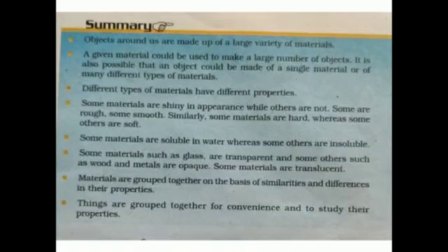It is also possible that an object could be made of a single material or of many different types of material. It means the object is one, but it could be made from many types of material.